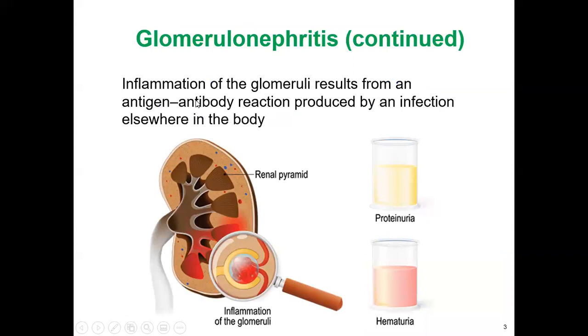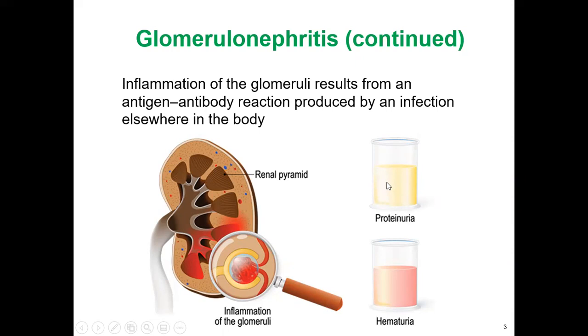So when any bacteria gets inside my body, bacteria is a pathogen. Bacteria is an antigen. When an antigen gets in, it is a foreign body, and my immune system activates and produces antibody. The body can produce antibody, and antibody is a protein. Then the antigen-antibody reaction occurs, and it is an immunological reaction produced by infection elsewhere in the body.